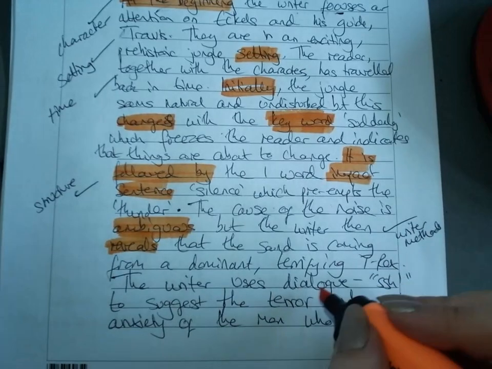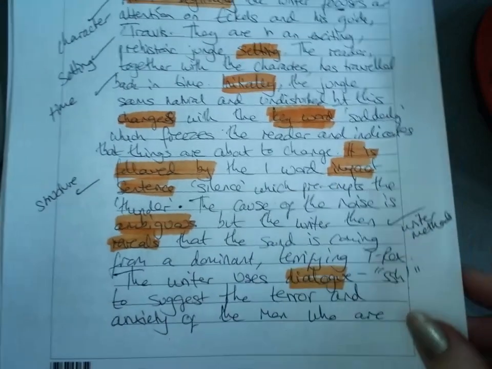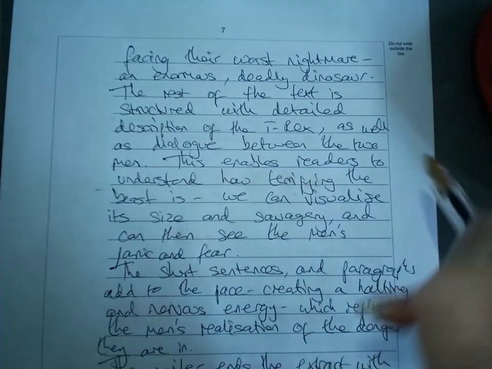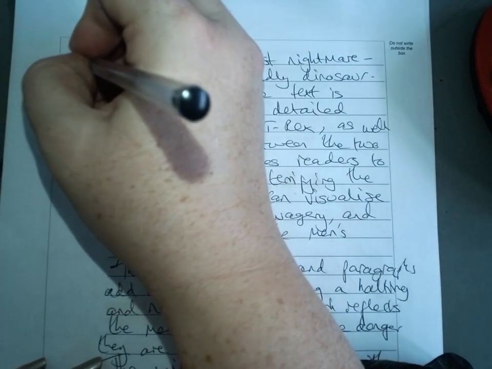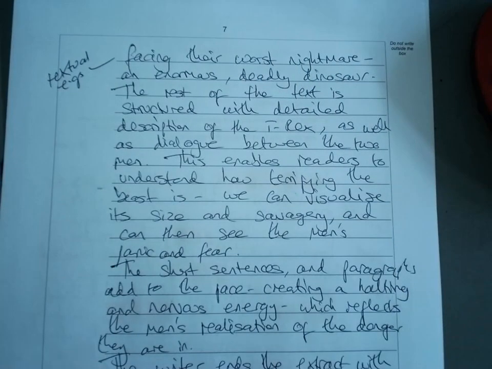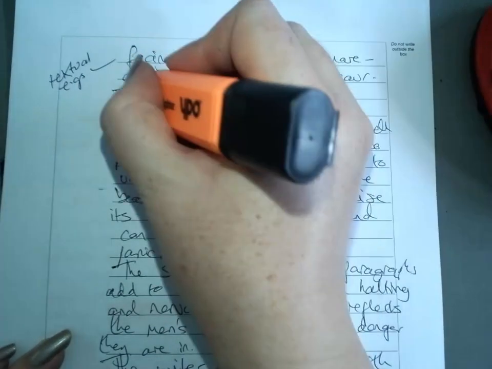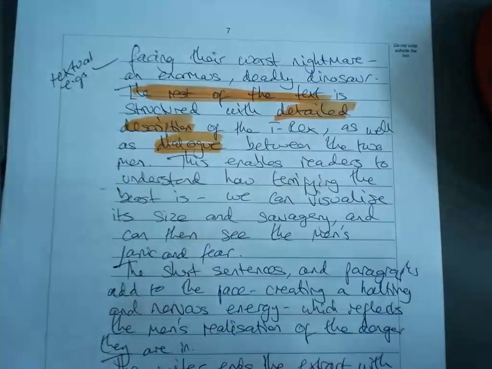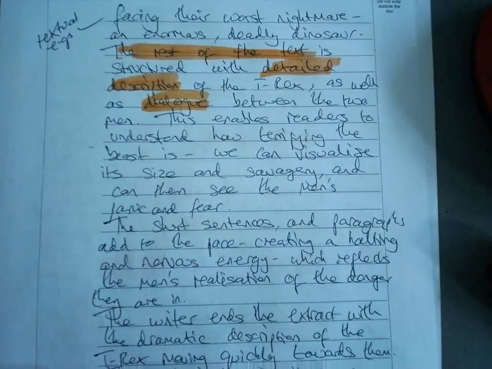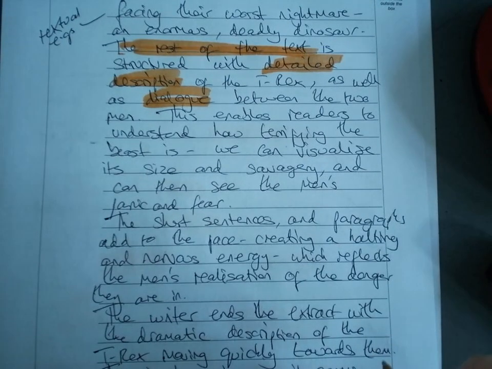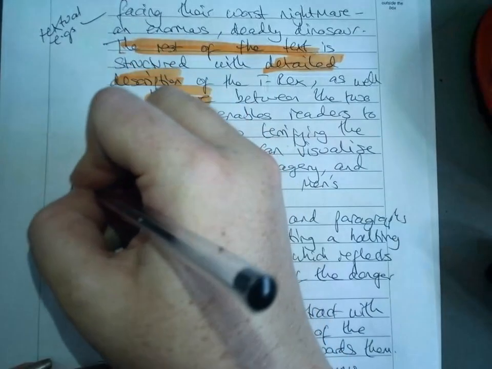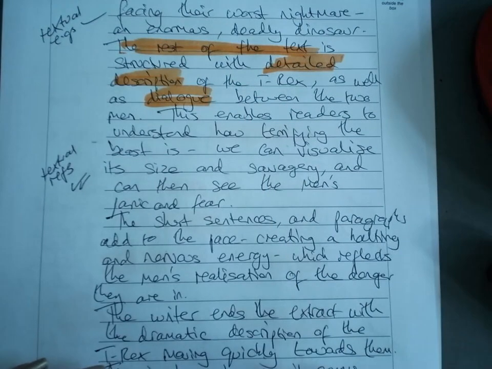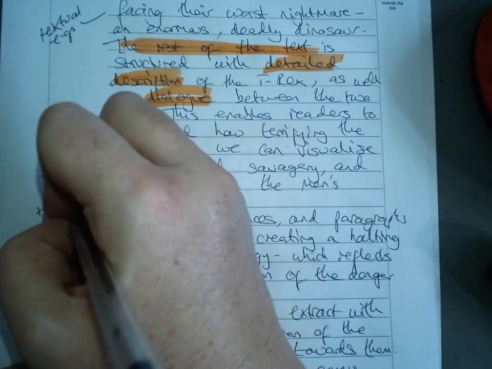The writer uses dialogue, with an example there, to suggest the terror and anxiety of the men who are facing their worst nightmare, an enormous deadly dinosaur. So I've got textual references and examples here. The rest of the text, even that is a fine sentence starter to use, is structured with detailed description of the T-Rex as well as dialogue between the two men. This enables readers to understand how terrifying the beast is. We can visualise its size and savagery and can then see the men's panic and fear. So I've got textual references again, haven't put quotes in, but that's okay, you don't need them. And we've also got the sense of effect on readers.